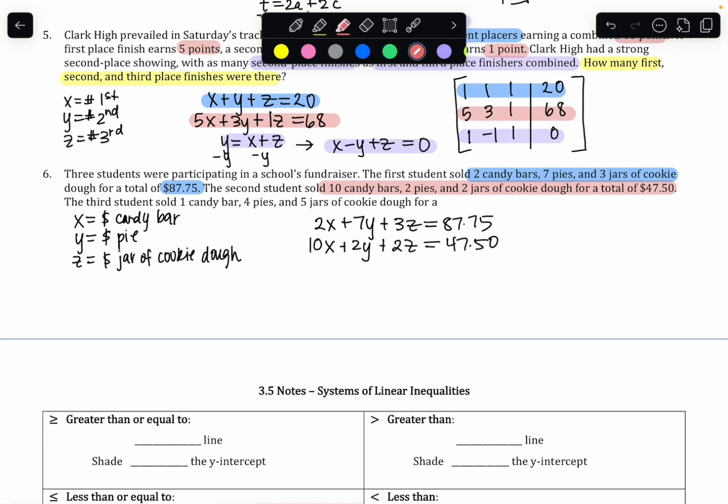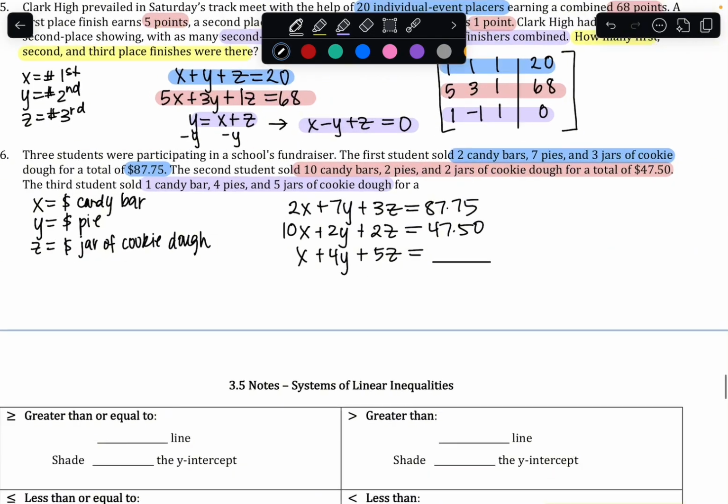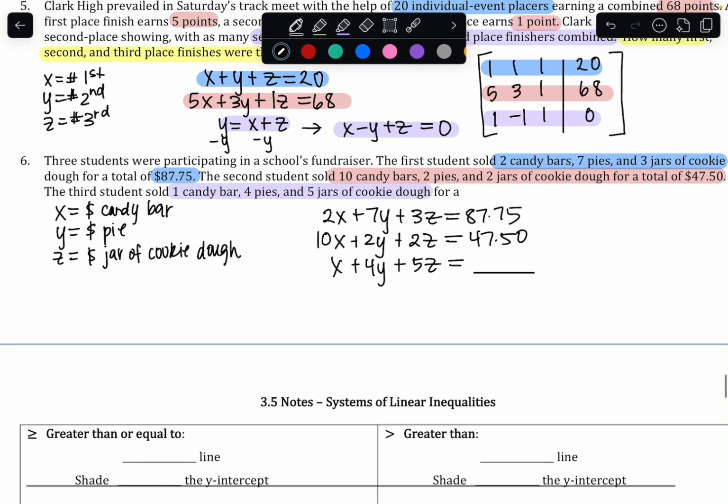And then what we have of the last student, 1 candy bar, 4 pies, and 5 jars of cookie dough. So 1 candy bar, 4 pies, and 5 jars of cookie dough for whatever. And so then you would solve that and it would give you the price. So this time decimals would be okay.